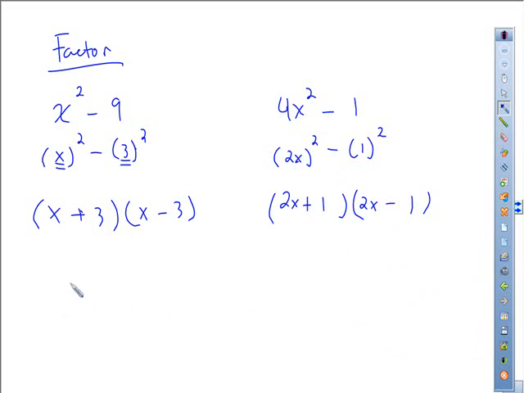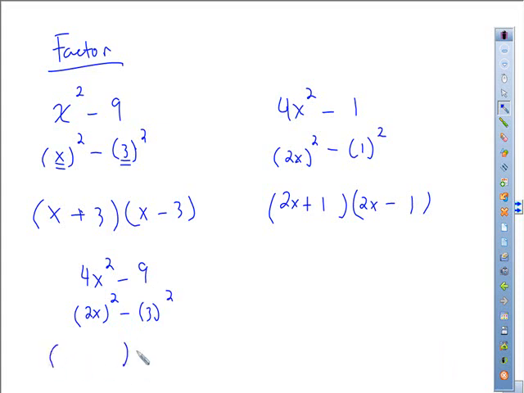Now, let's try another one real quick. Let's say we have 4x squared minus 9. Okay, is this a difference of squares? Let's check. Well, we know 2x squared gives us this. We know 3 squared gives us this. And it's a minus sign in the middle. So it is a difference of squares problem.